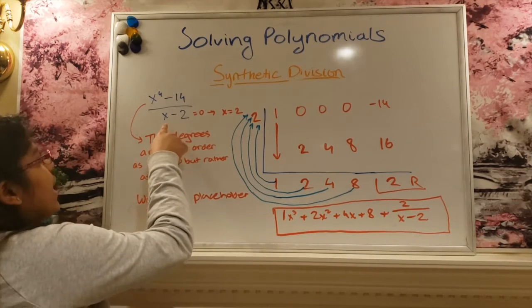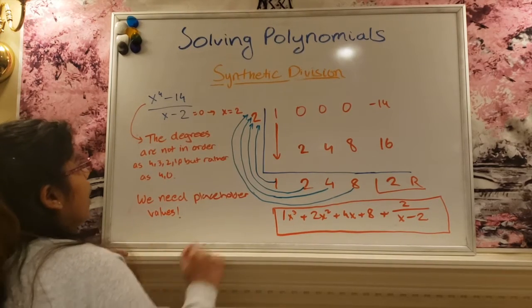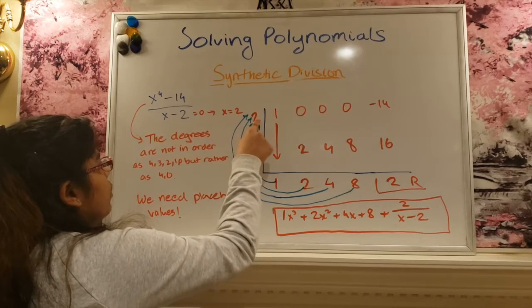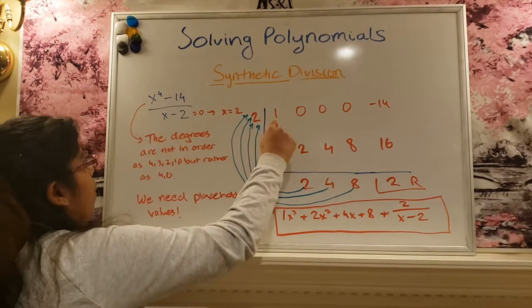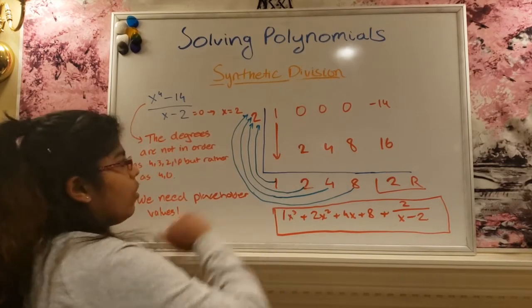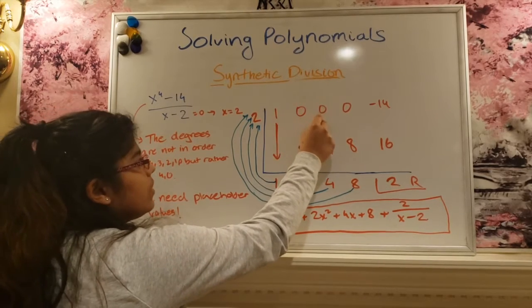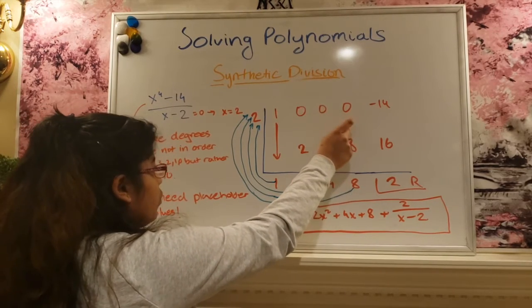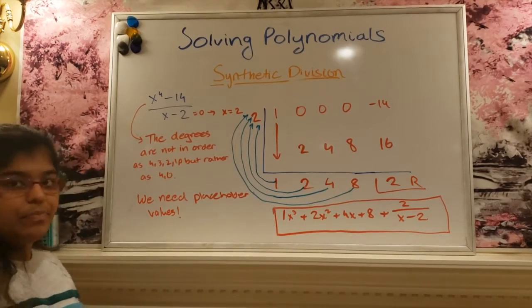So here we have x minus 2 equals 0. So x is equal to 2. So we're going to put our x-intercept outside the L, and inside we have our 1 from x to the 4th power. This would be x to the 3rd power, which there isn't, so our placeholder value is 0. Then x to the 2nd power, x to the 1st power, and our last value, which is negative 14.